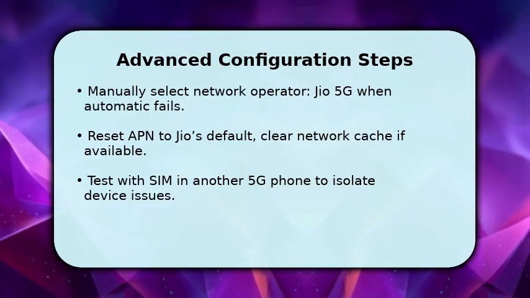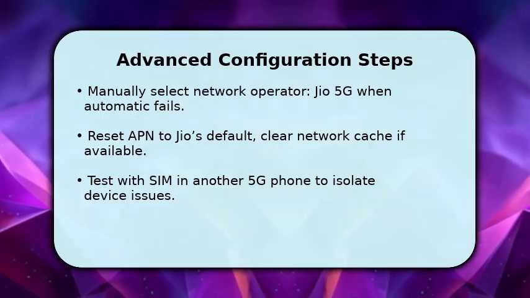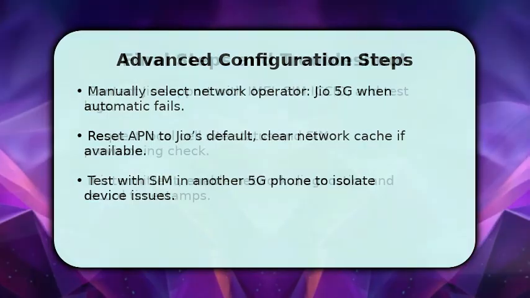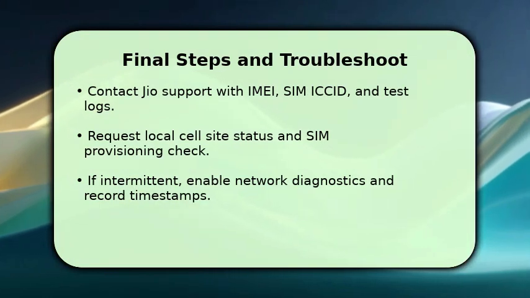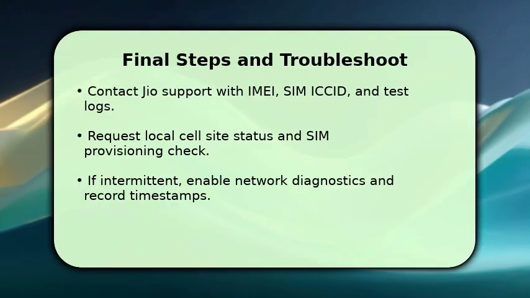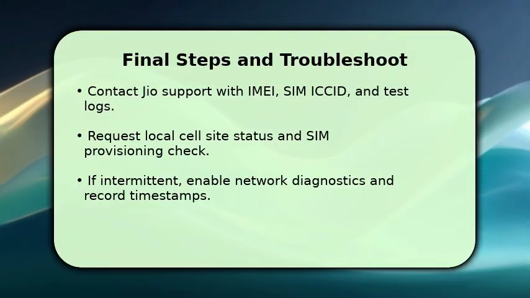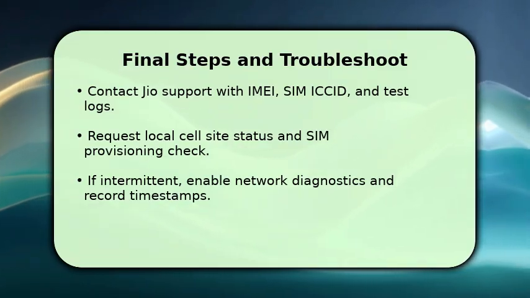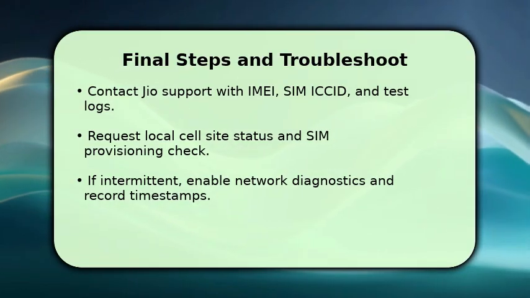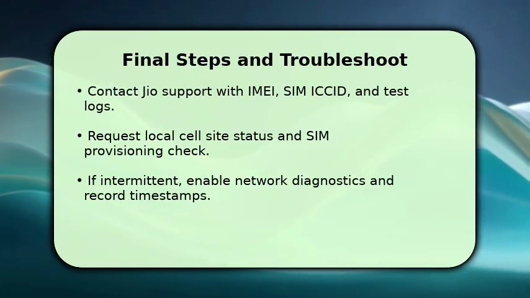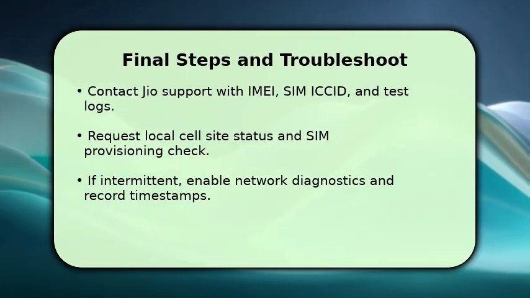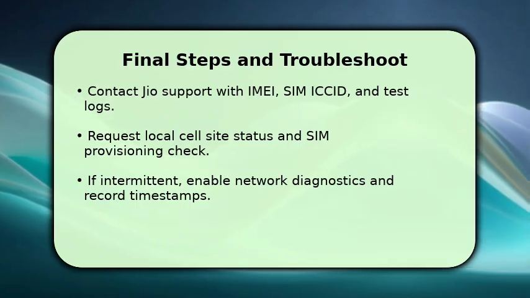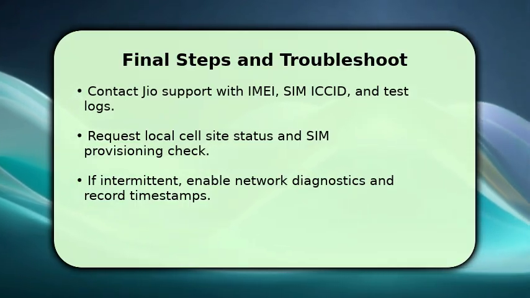Finish by gathering evidence. Note IMEI and SIM ICCID, record times and locations when 5G fails, and enable any phone diagnostic logs. Then contact Geo support and request a SIM provisioning check and local cell site status. Technicians can push profile updates or confirm tower issues. If you still face problems, ask for a replacement 5G SIM. Older SIMs sometimes lack correct provisioning.